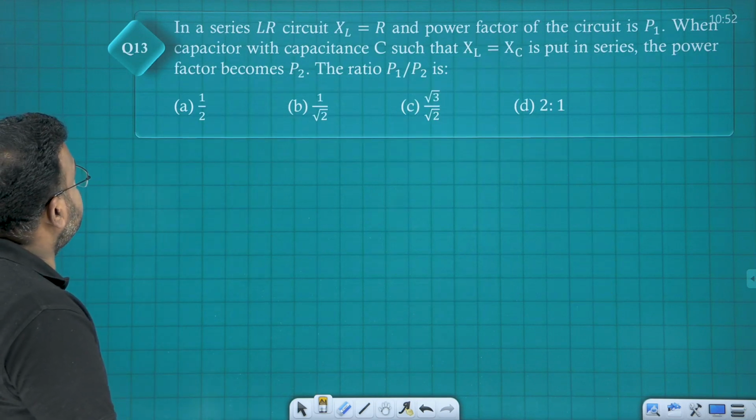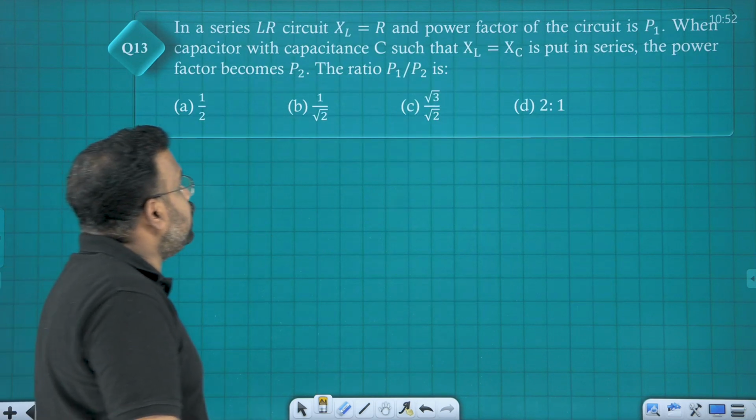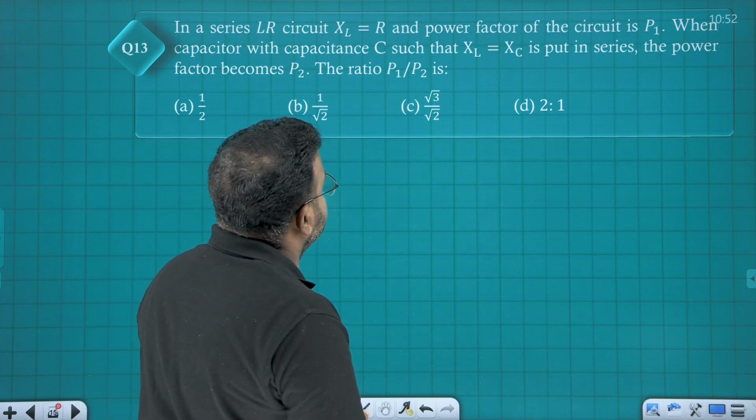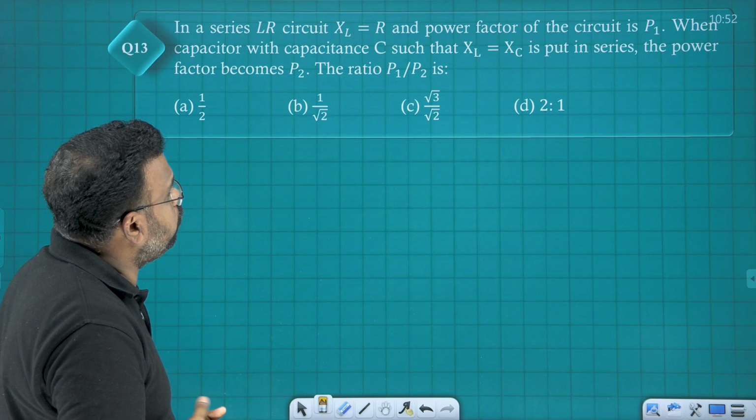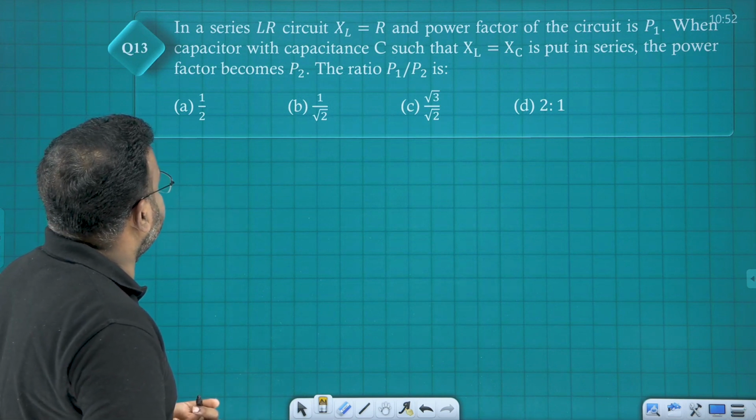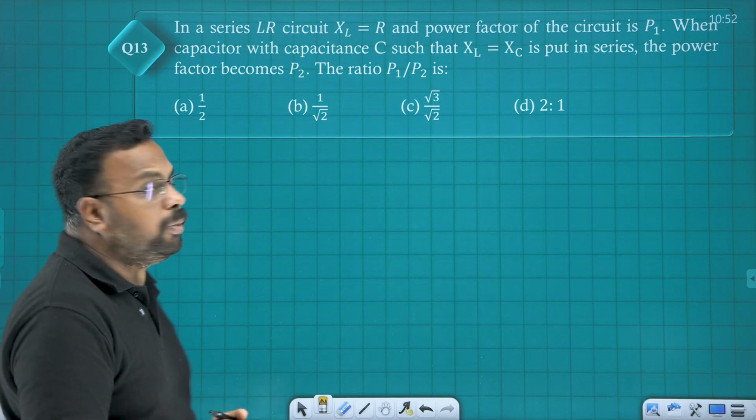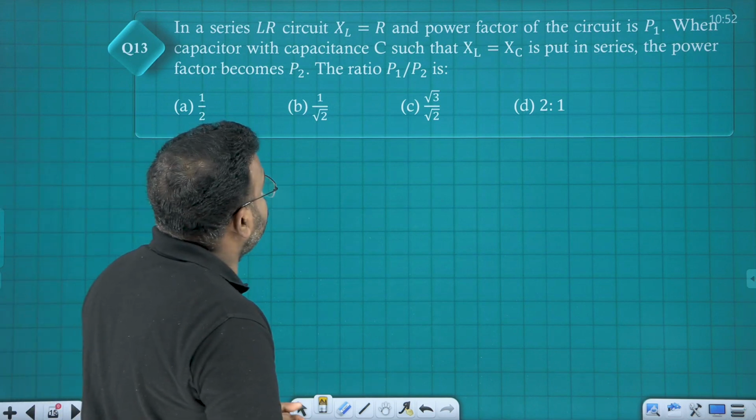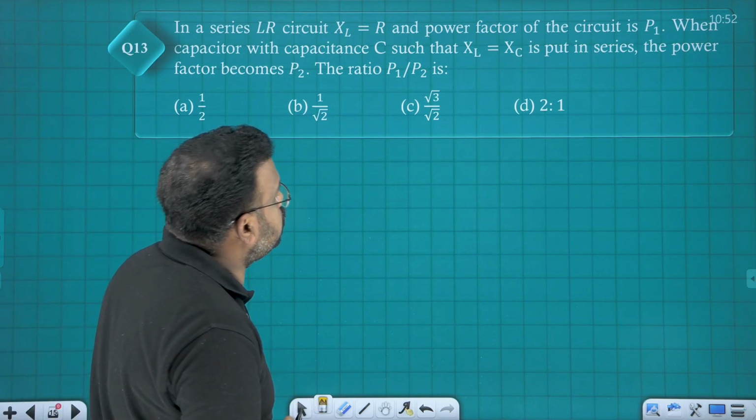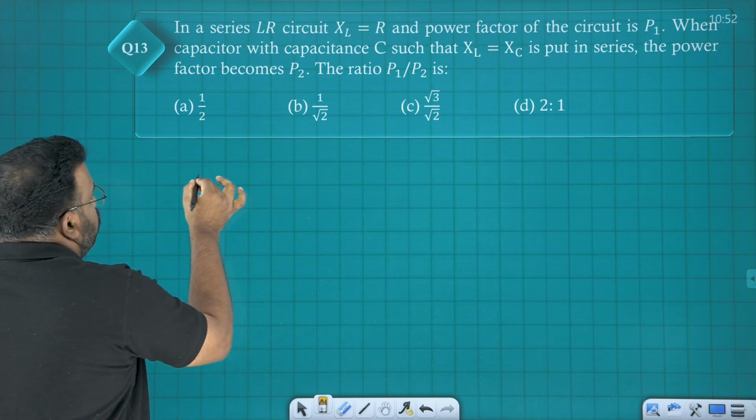In a series LR circuit, XL is equal to R and the power factor of the circuit is P1. When a capacitor with capacitance C such that XL equal to XC is put in series, the power factor becomes P2. Then the ratio P1 by P2 is. So it is an LR circuit. When XL is equal to R, the power factor of the circuit is P1.